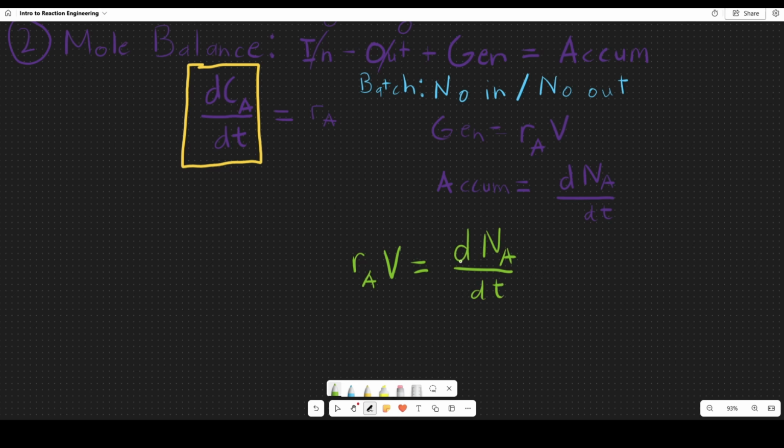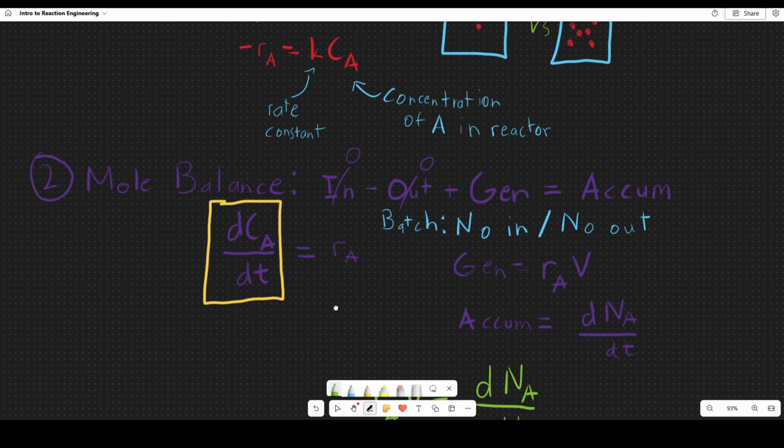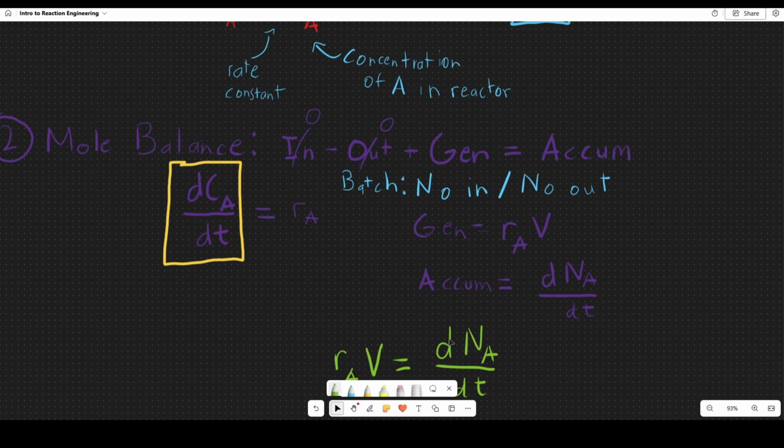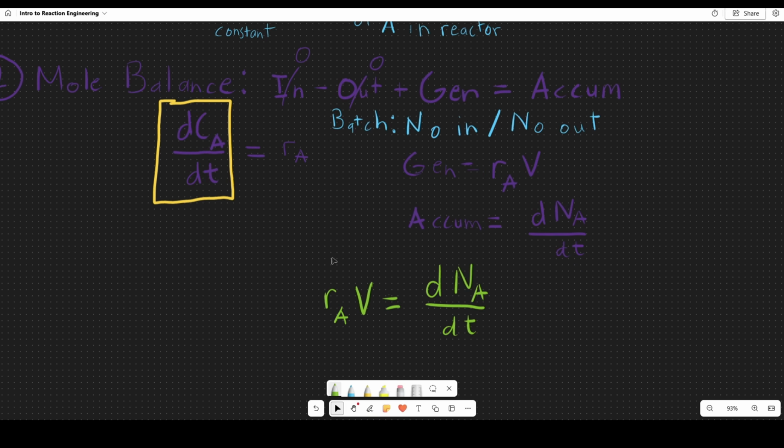All right. So how do we take this equation and convert it to dCA by dt equals Ra? We don't care right now about the number of moles. What we want is concentration. And why do we want concentration? Well, it's because we know that a rate of reaction is written in terms of concentration. We want to get this term involved. And so we have to convert this differential into this.